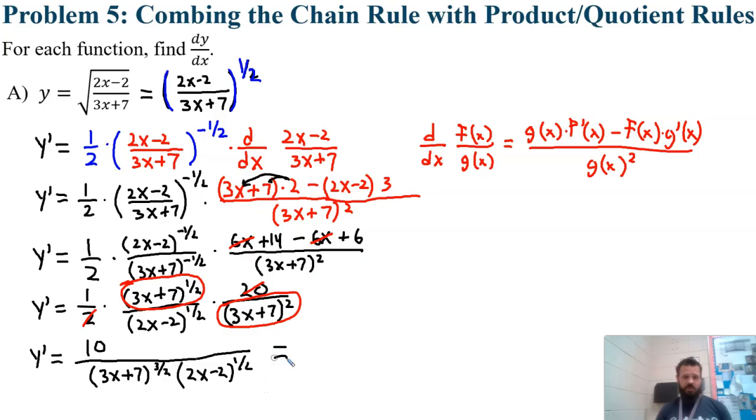Now I suppose the other thing I could do is I could rewrite it in square root form. So that'll just be a 10 over the square root of 3x plus 7 to the 3rd power for that 3/2 exponent times square root of 2x minus 2. Okay, I'd say both about equally as simple. AP exam time, multiple choice answers. Okay, you can see either one of those. But yep, either way there's our derivative, okay, using the quotient rule inside of the chain rule.